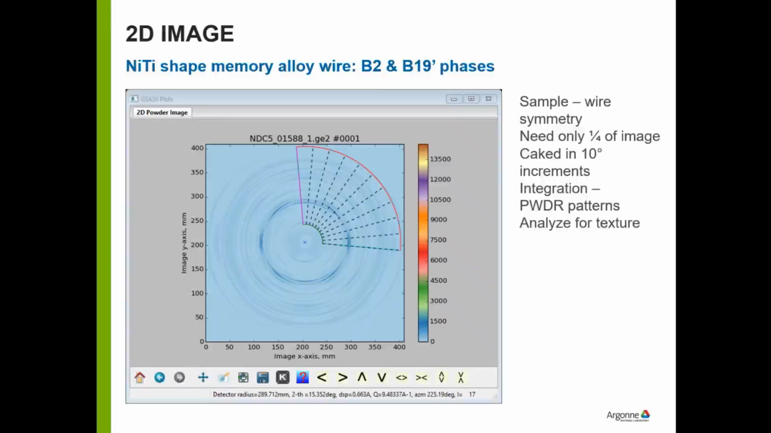So as I say, the diffraction rings show high spots and low spots because of the texture. And because of the symmetry of the situation, you only need to look at 1/4 of the image because the other 3/4 are the same symmetry. So instead of doing a full integration around that slice, you do it in sort of cake-shaped pieces. So you wind up with 10 patterns.